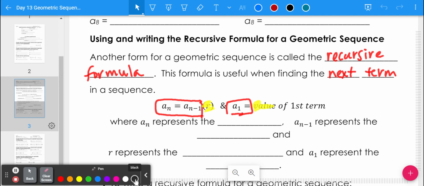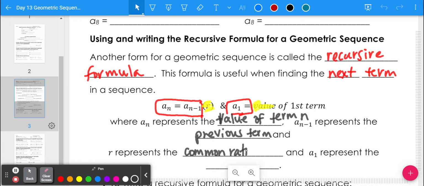So just like in our notes that we've taken over and over again, a sub n represents the value of term n. A sub n minus 1 represents the previous term. R represents the common ratio. And A1 represents the first term. Again, all these things we've talked about multiple times, just making sure that you know exactly what each part of this recursive formula means.